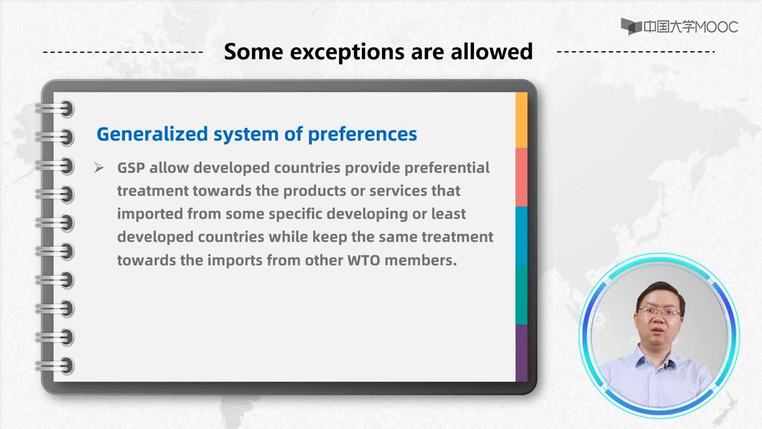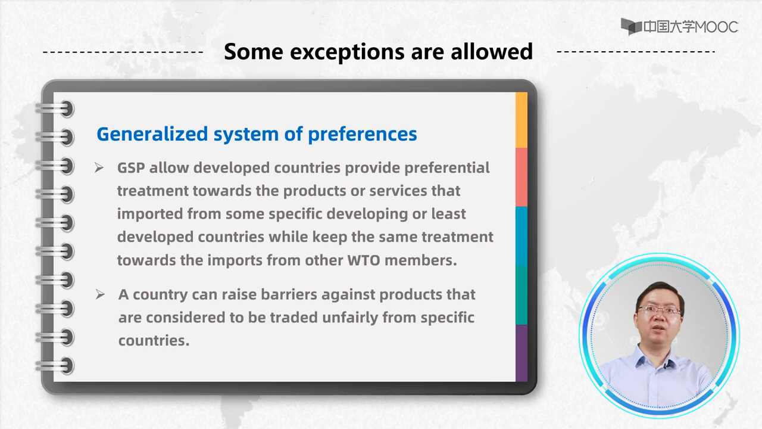It is permitted. What's more, a country can raise barriers against products that are considered to be traded unfairly from specific countries. This conduct also violates WTO's most favored nation principle, but in order to keep a fair trade system, it is permitted, though the country must get authority from the WTO.